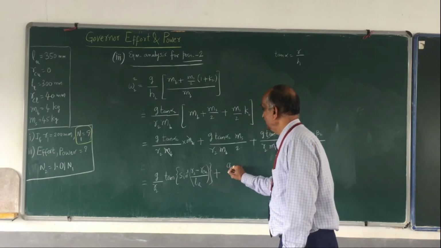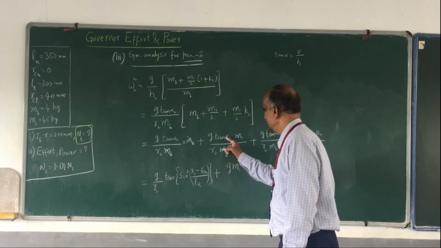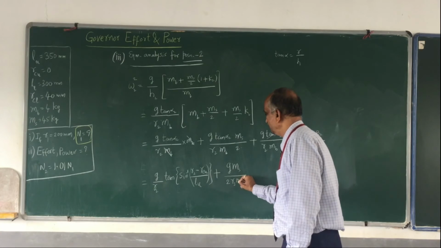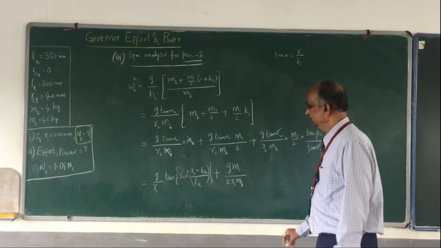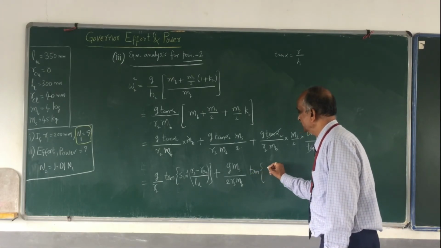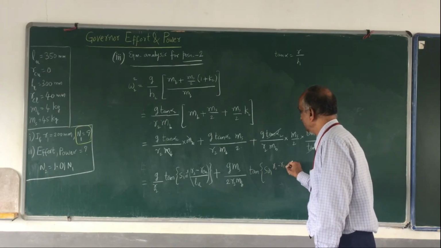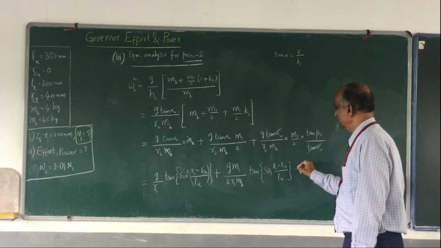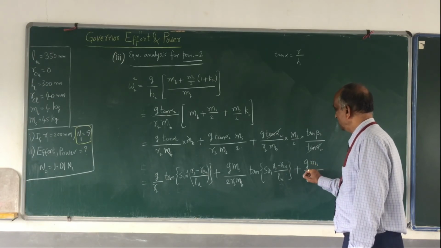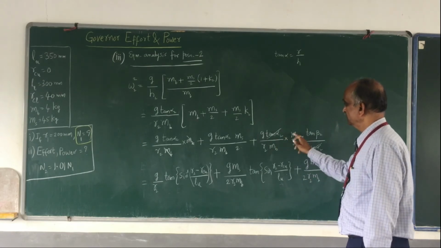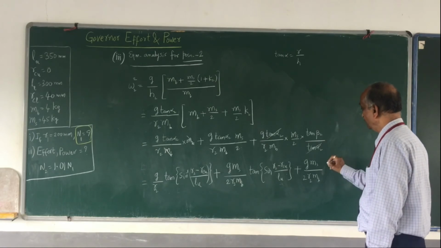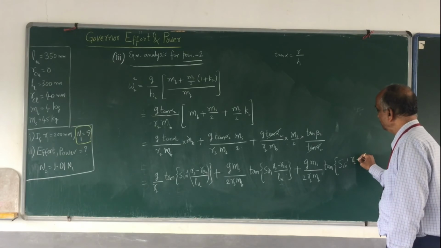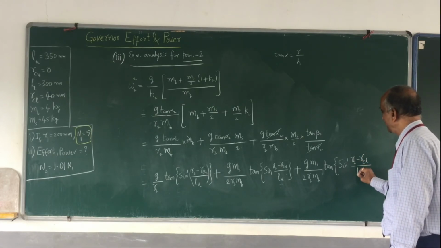Plus g into ms, I shall postpone it, 2 by r2. g into ms by 2 into r2 into mb, into tan of alpha 2, tan of sin inverse r2 minus rcu divided by lu. This term is also now coming to the next term. What is that? g into ms divided by 2 times r2 into mb, multiplied by tan beta 2. What is that? Tan of, what is beta 2? Beta 2 is sine inverse of r2 minus rcl divided by l.